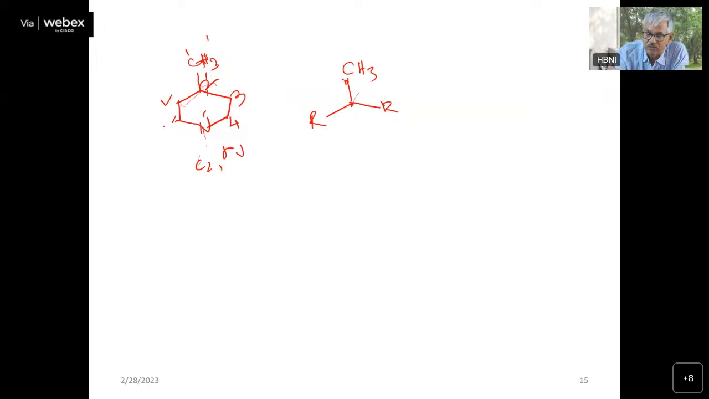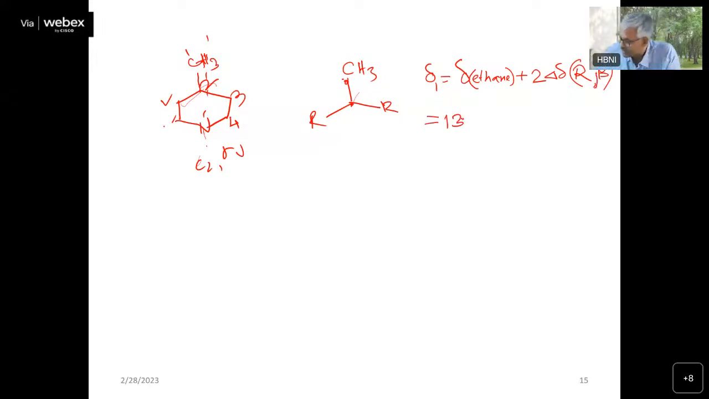So now let us see delta 1. So methyl group is delta 1 is equal to delta of ethane plus, you can see 2 times of delta of R at what position? They are at the beta position. Okay. So you will see the ethane is 13 point something, sorry, this is 5.7.